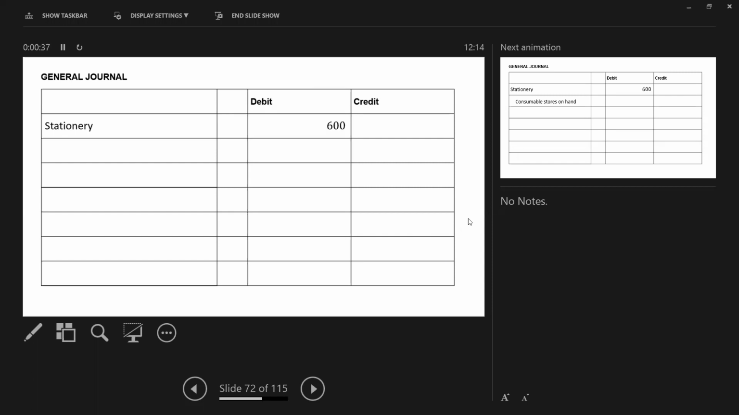And then we are going to credit consumable stores on hand because this asset wasn't in existence for the entire year as this was used. Remember, consumable stores on hand relates to an expense that has not been used, and it was used because it was unused in the previous financial year. So this is the reversal of stationery at the beginning of the financial year.